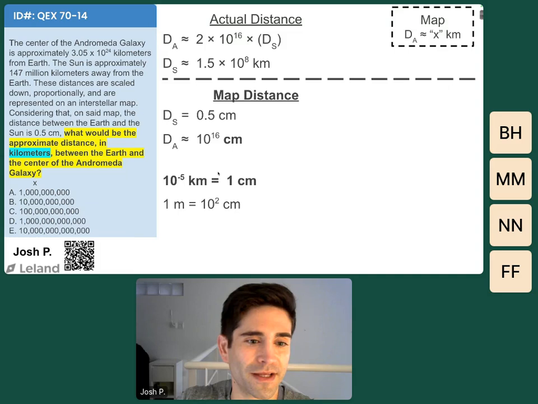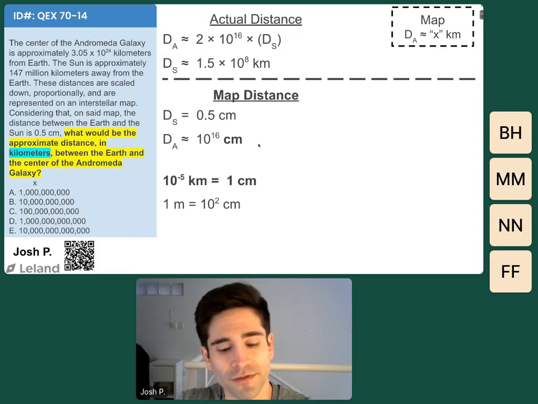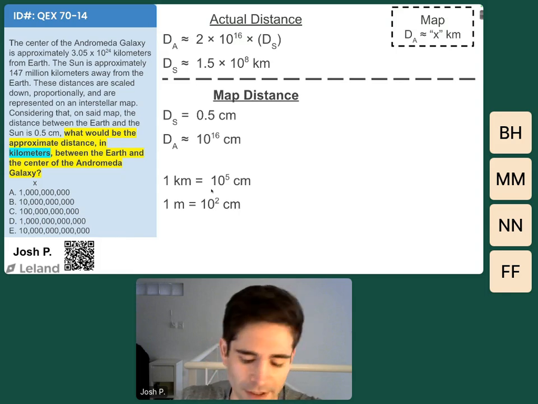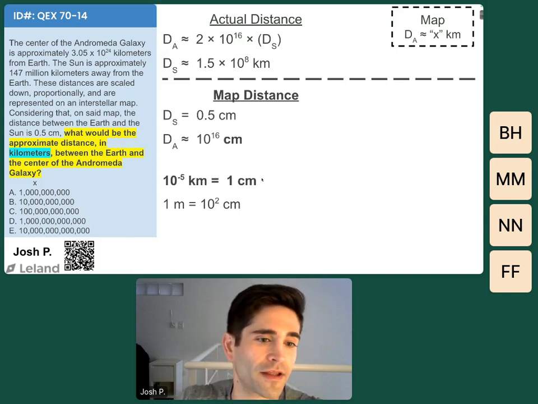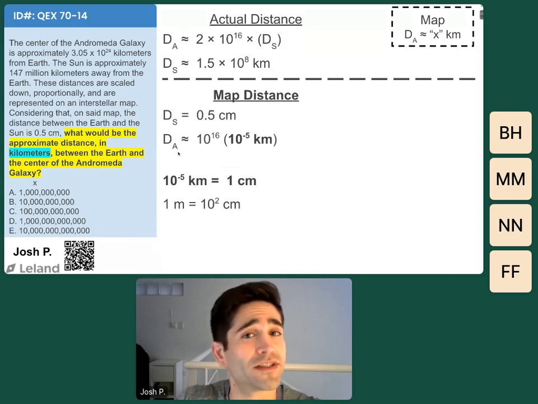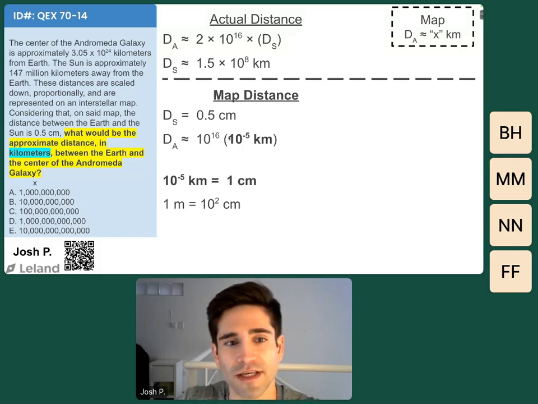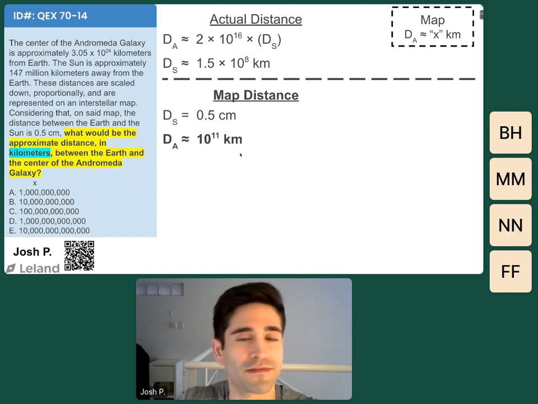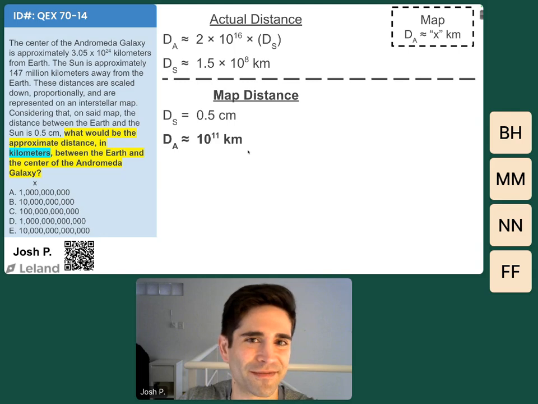Now we input what kilometers are in terms of centimeters. So if 1 kilometer is 10 to the 5th centimeters, that means that 10 to the minus 5 kilometers is equivalent to 1 centimeter, right? You pass it over here as a minus expression. And now we can input the value of kilometers in terms of centimeters into this. So the distance to Andromeda on the map is approximately 10 to the 16th times 10 to the minus 5 kilometers, which gives us approximately 10 to the 11 kilometers.